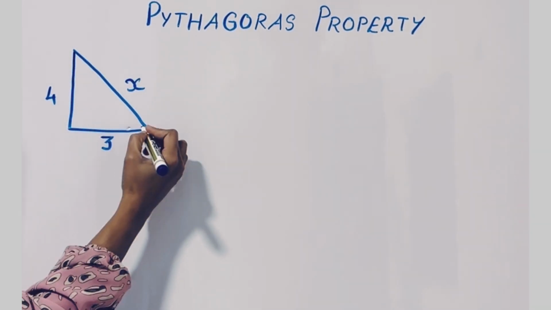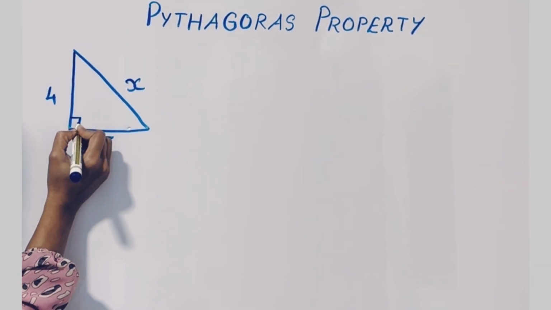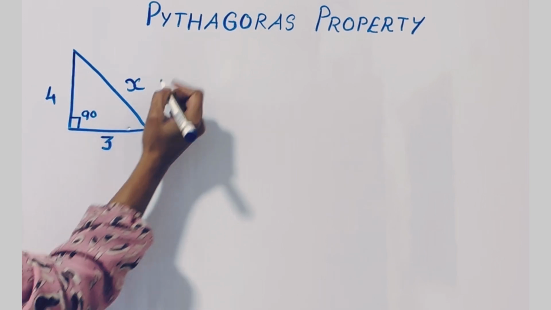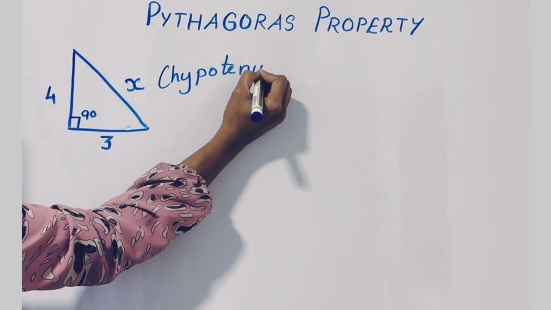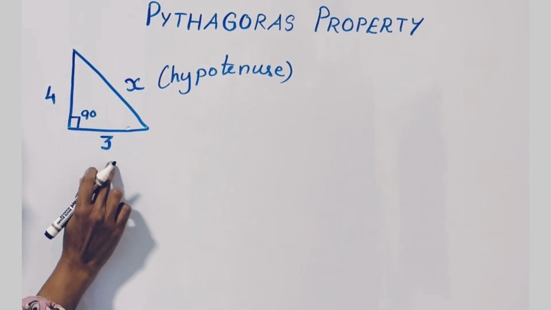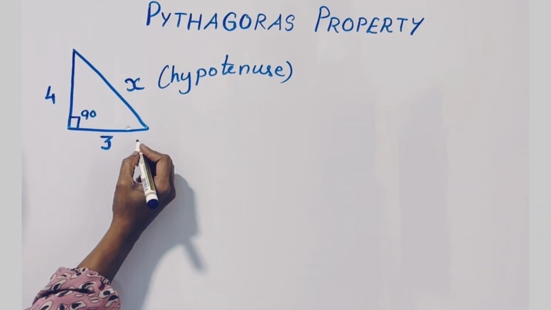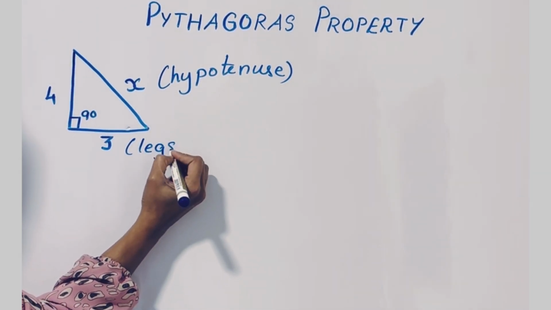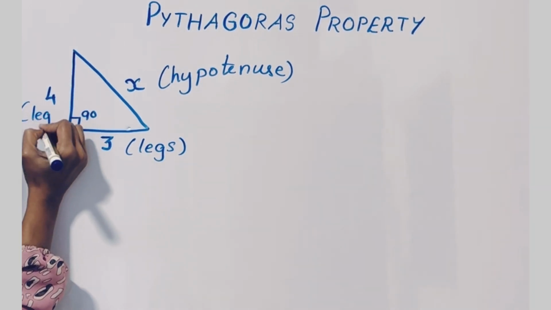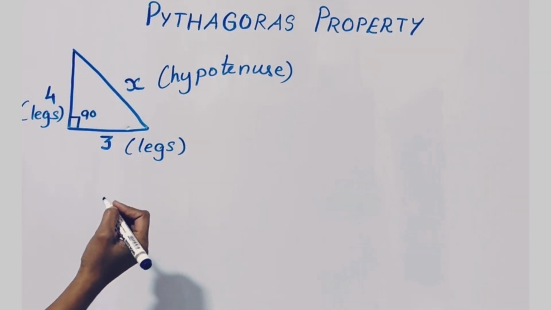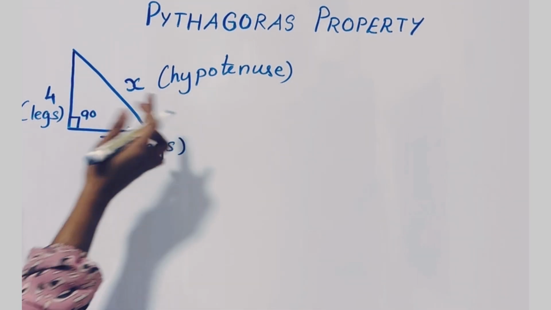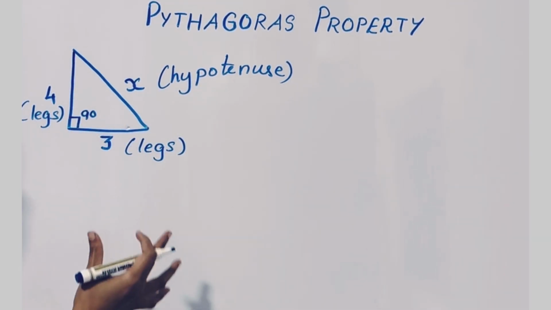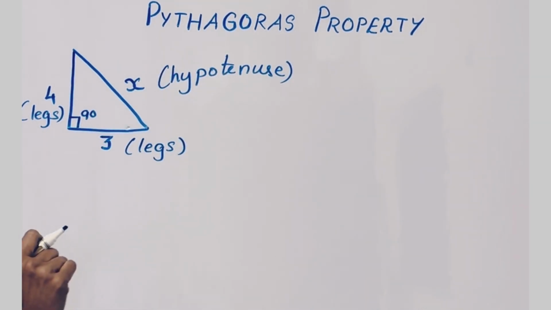The longest side, which is opposite to 90 degree, is called hypotenuse. And the other two sides in a right triangle are called the legs. So in a right triangle, if any side is missing, either the hypotenuse or any leg, we can find it out with the help of Pythagoras property. So what's that Pythagoras property?